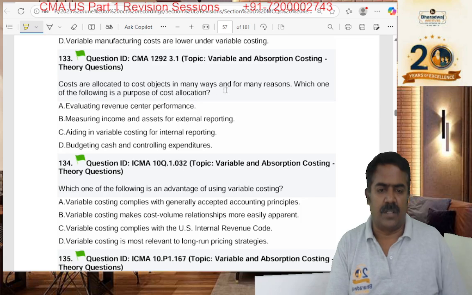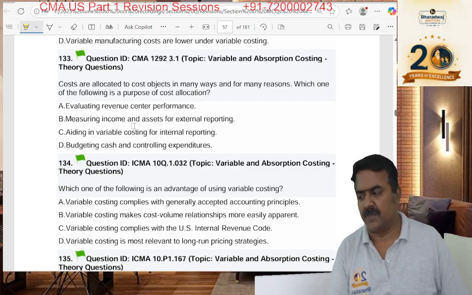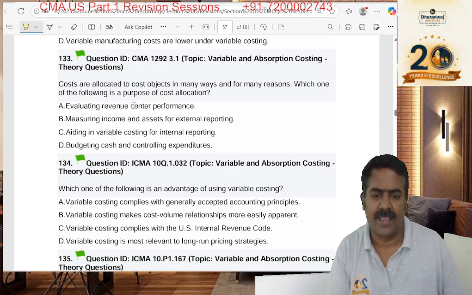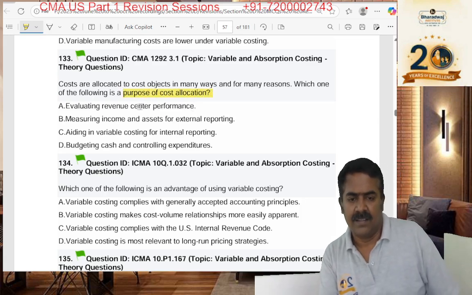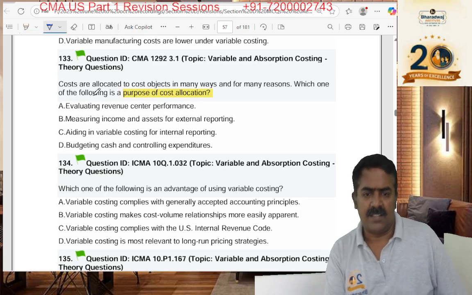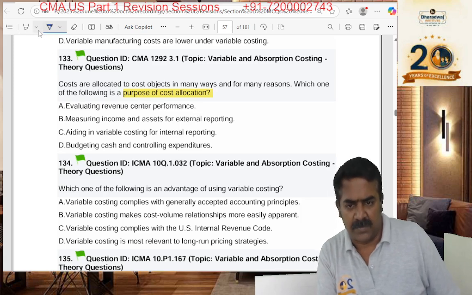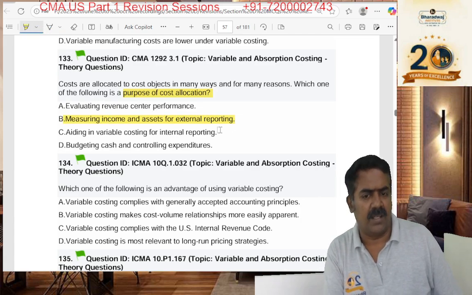Costs are allocated to cost objects for many reasons. Which one of the following is the purpose of cost allocation? We do cost allocation for indirect expenses, for measuring income and finding out assets. For which purpose? External reporting purpose.